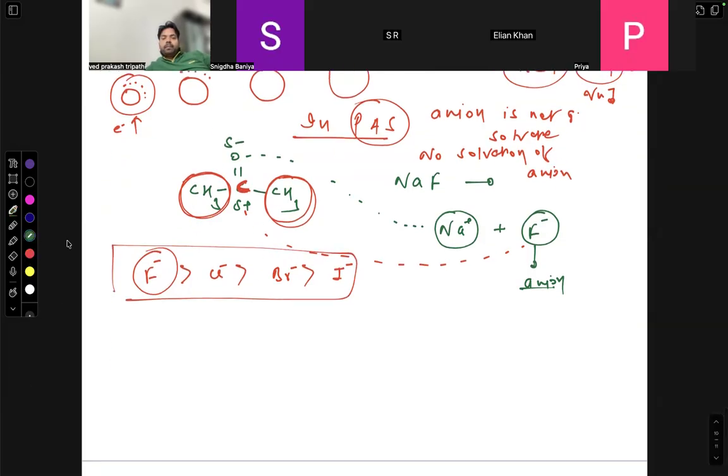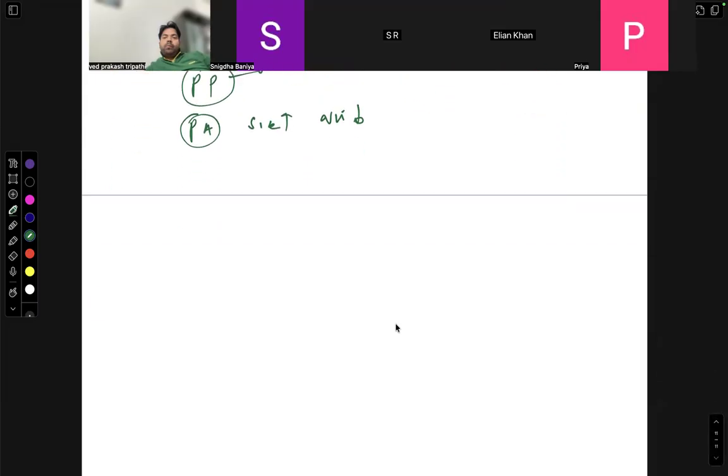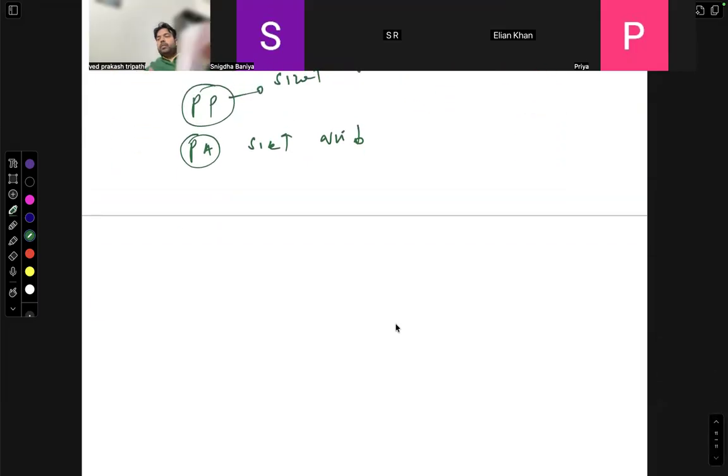So basically, in a polar protic solvent, size increases, nucleophilicity increases. But in a polar aprotic solvent, size increases, nucleophilicity decreases. Clear? Make sense? Any doubt? Please tell me, everyone. My question to everyone: it makes sense?